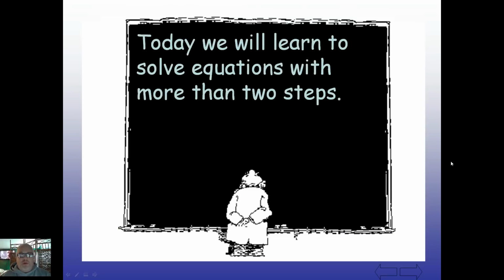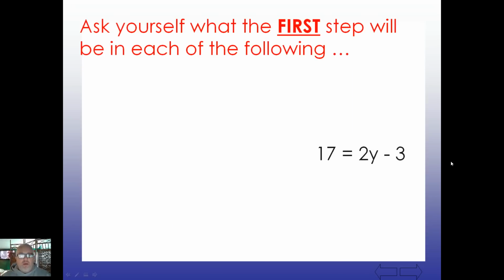Alright, today we will learn to solve equations with more than two steps. You've solved equations in the past. We will review quite a bit today. Ask yourself what the first step will be in each of the following. So you've got 17 equals 2y minus 3.